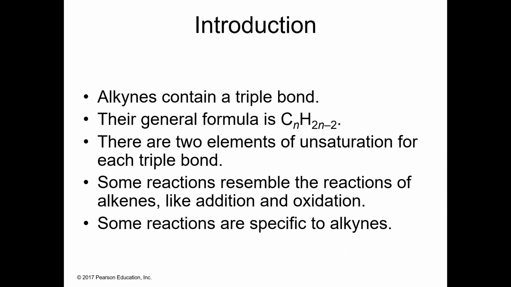Alkynes contain a triple bond. Their general formula is CnH2n-2. So to go from a single bond to a triple bond, we lose 4 hydrogens. So there are 2 elements of unsaturation for each triple bond. There are some reactions of alkynes that resemble the reactions of alkenes, like addition and oxidation. We'll see some other reactions that are specific to alkynes.